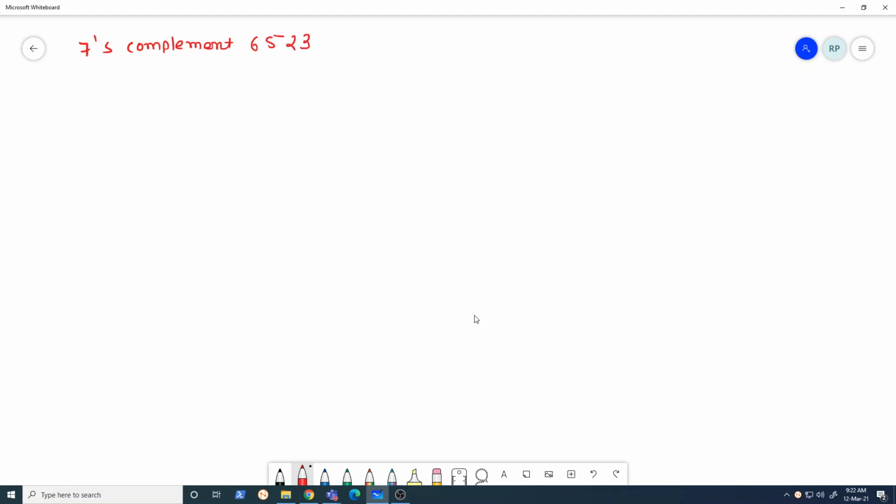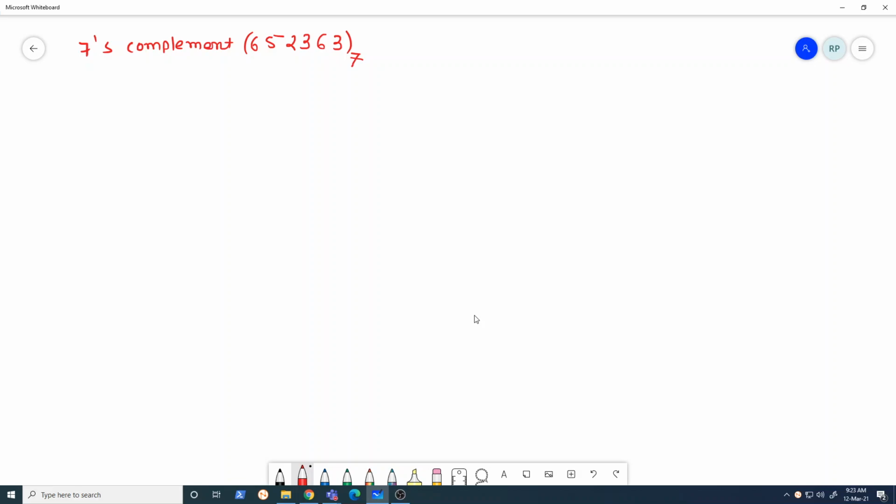2 3 6 3. Right, this is the number. One more thing is given: the number is represented in the base 7 system. So this is base 7. Okay, this is not an octal number, right?